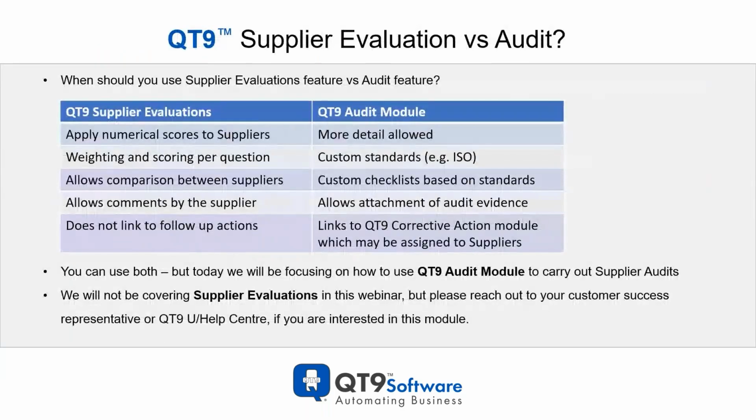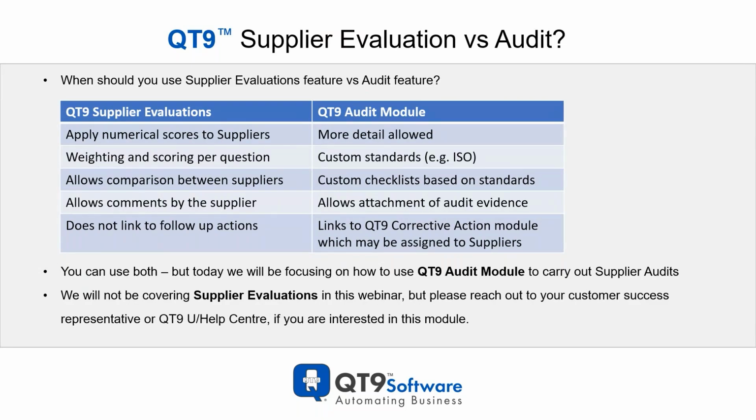So just moving on, we do have, as I mentioned, a supplier evaluation module, but then we have the audit module. What is the difference? So why would you use one rather than the other? So just to explain a little bit, supplier evaluations allows you to apply numerical scores to a supplier. So you have custom questions with weighting and scoring per question and overall scoring per evaluation. You can also, in the one evaluation, compare scoring for all or a group of suppliers. For example, you want to look at a comparison between all your equipment suppliers. Now, it does not link to follow-up actions, which is where the audit module might be more useful to you.